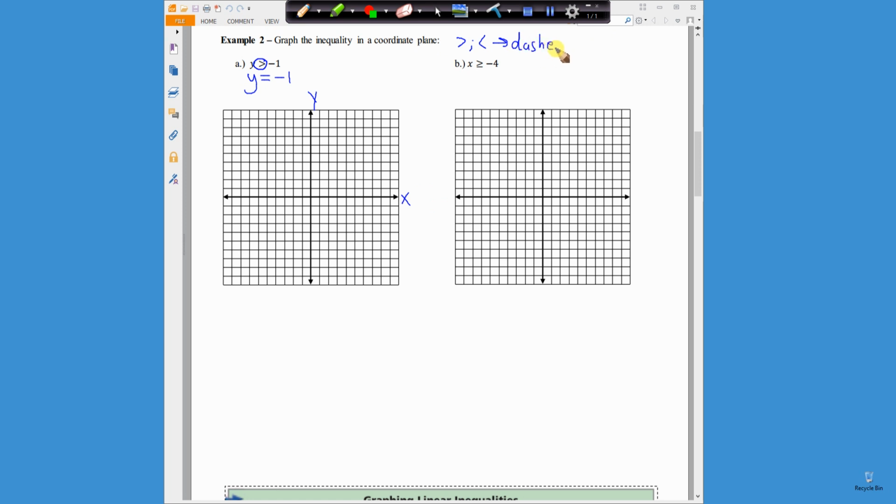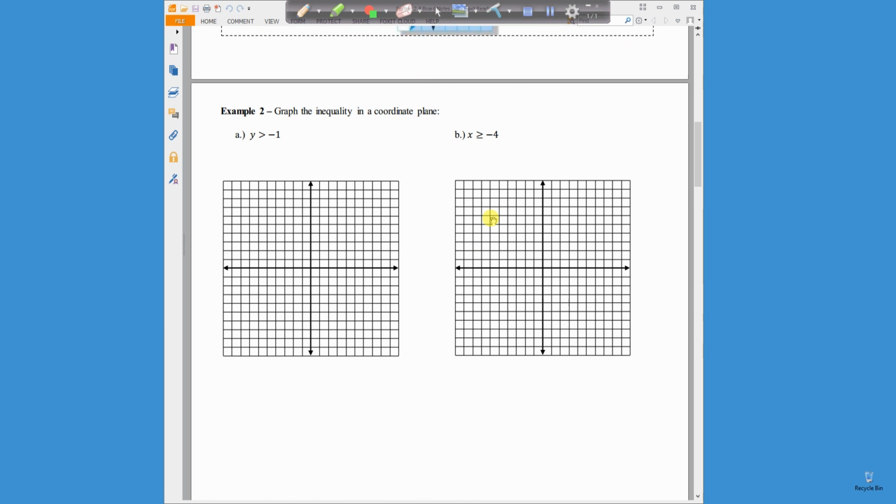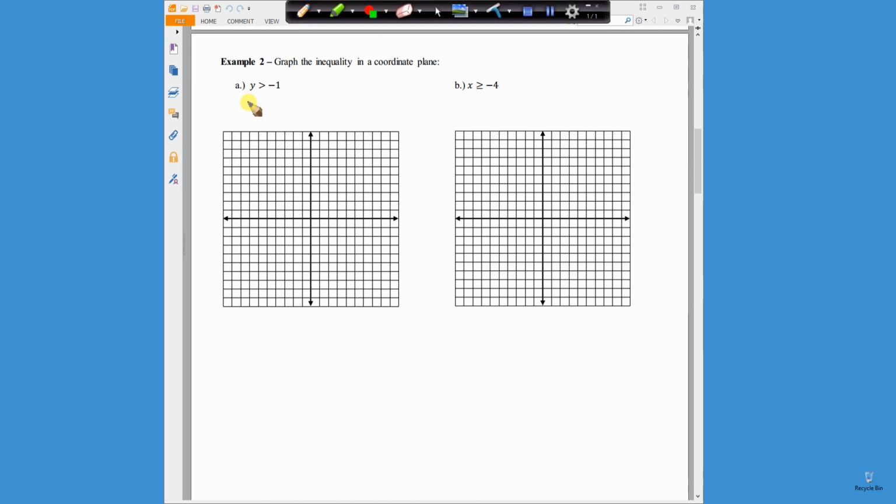And if you have greater than or equal or less than or equal, you're going to have a solid boundary line. So again, what's a boundary line? The boundary line is this right here, the line where the region of solutions ends. That's the boundary line. So back here we're basically going to graph y equals 1, but because it's greater than only, we're going to have a dashed line when we do the graph.